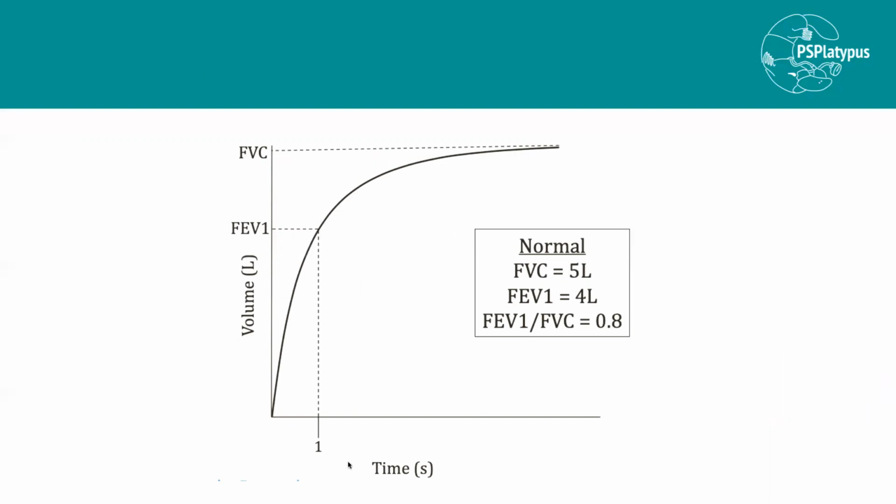You go volume on the y-axis, time on the x-axis. In the first second, you get almost 80% of your air out, and then it tapers off, and the total amount of volume is your FVC. Here are your normal ranges.